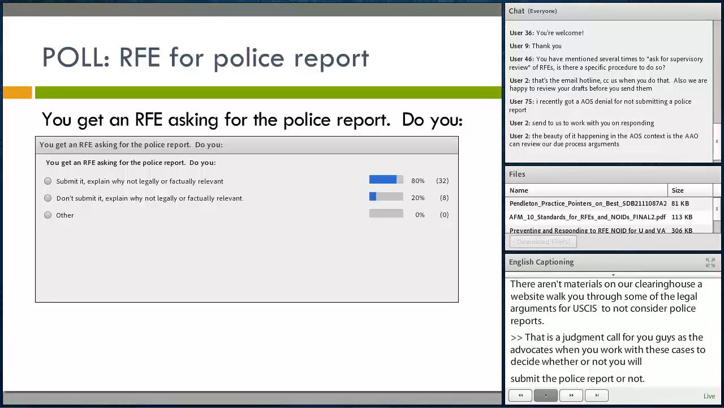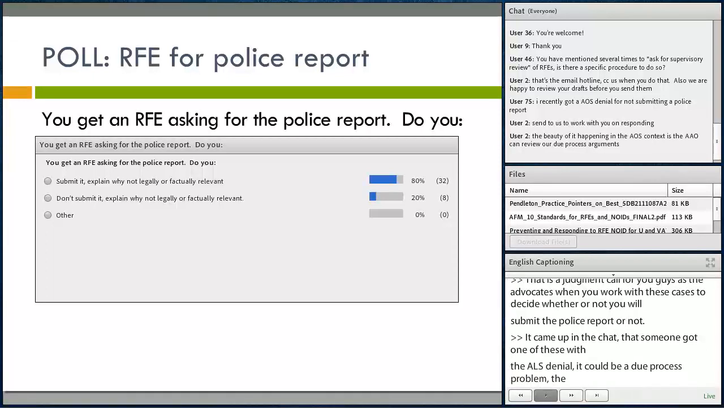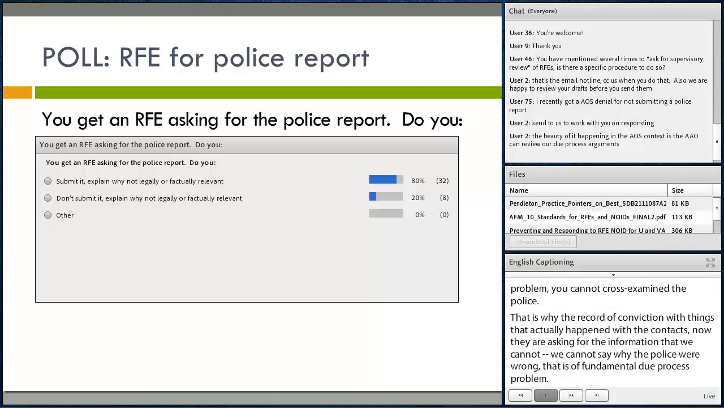So it came up in the chat that someone just got one of these in the AOS denial, which I pointed out is actually better, because we can at least raise that kind of constitutional due process problem with them doing it to the AAO. Because the problem is you can't cross-examine the police, right? That's why the record of conviction looks at things that actually happen in an adversarial context. And now they're asking for all this information where we can't ask why the police were wrong, and that's a fundamental due process problem.